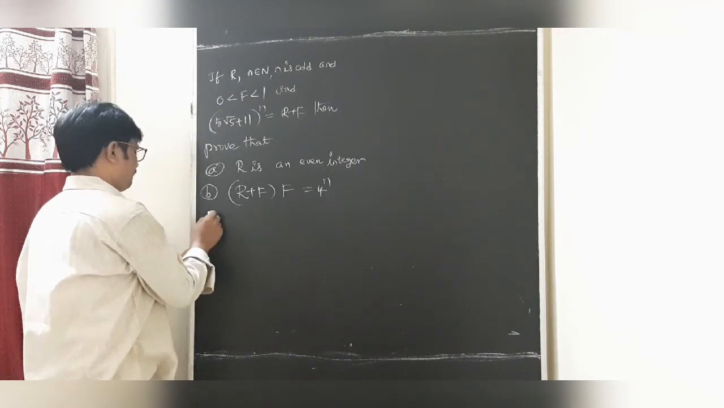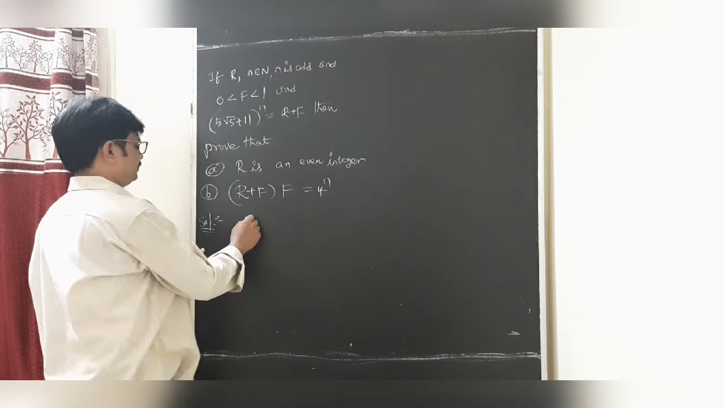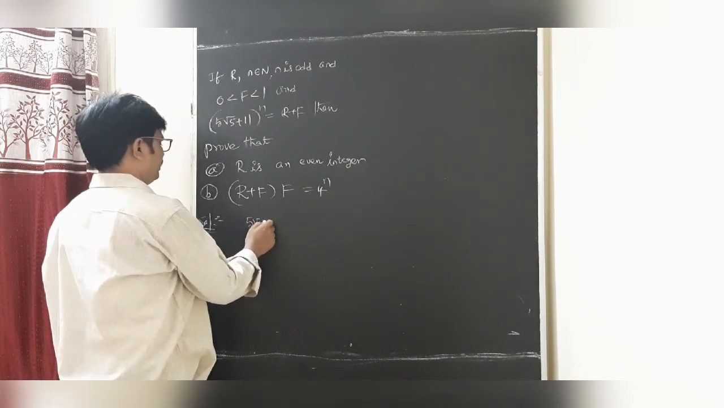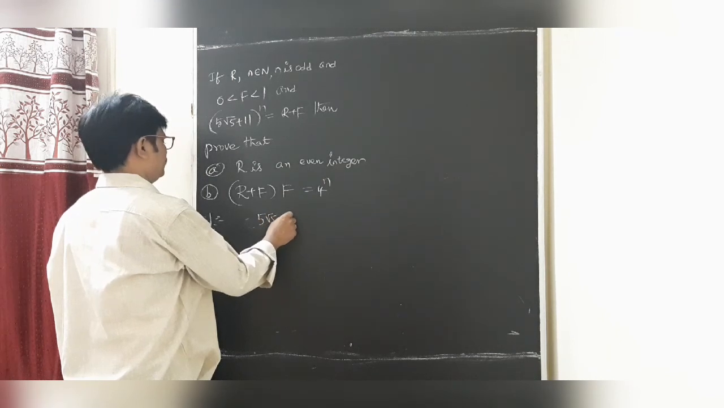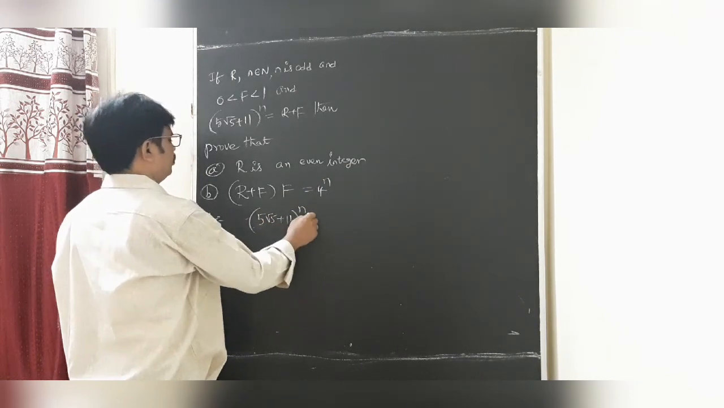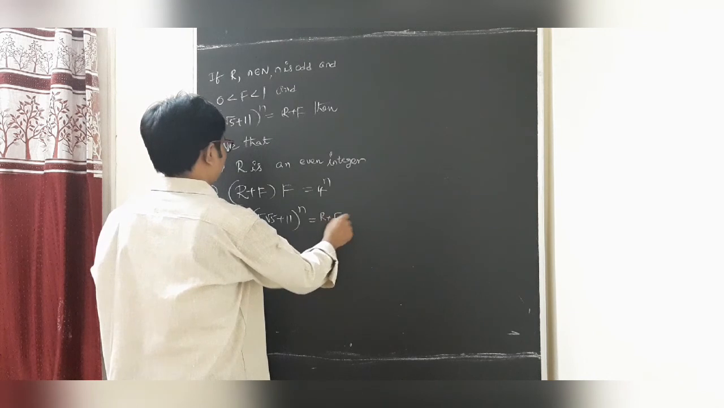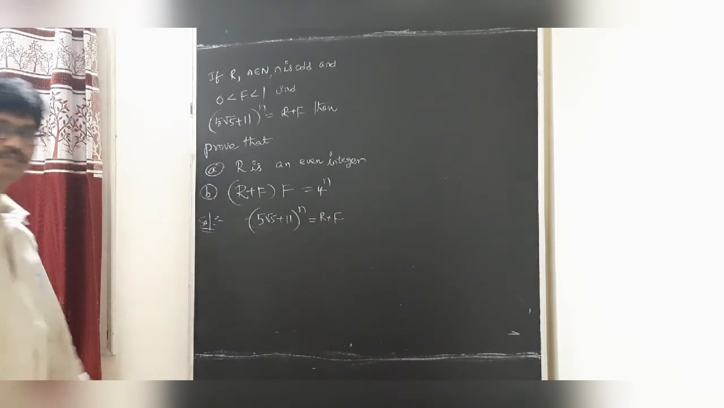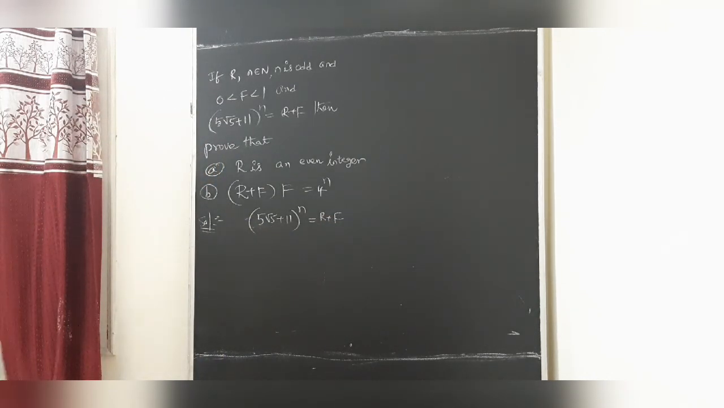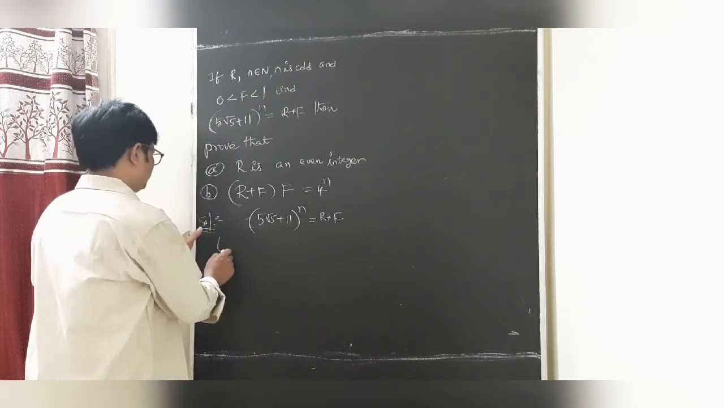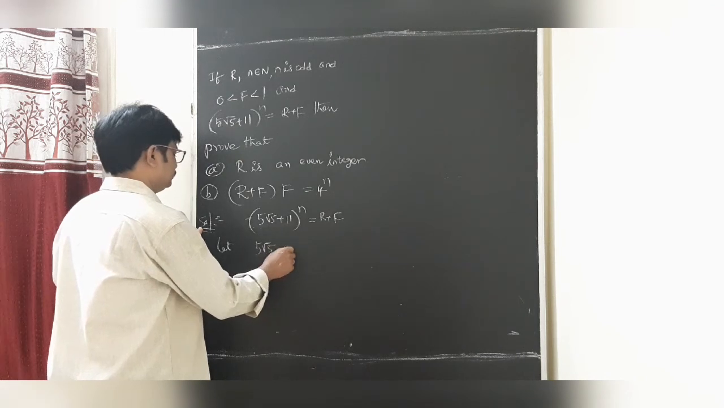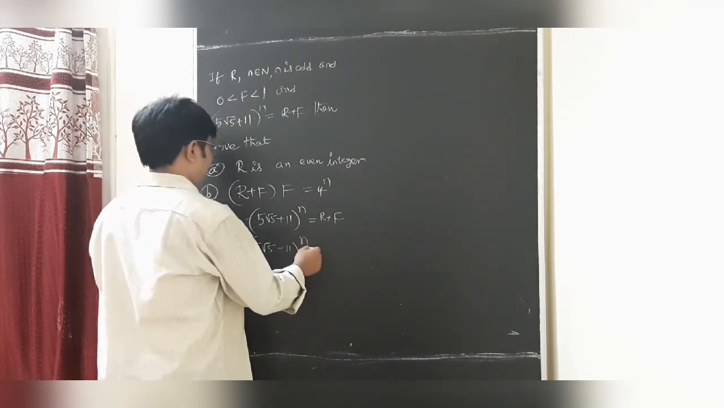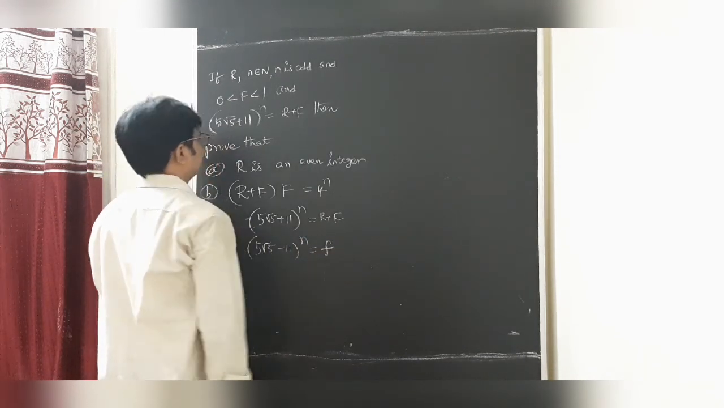So my dear students, all of you listen here. (5√5 + 11)^n is r + f. Okay students, right now let (5√5 − 11)^n be the small f.